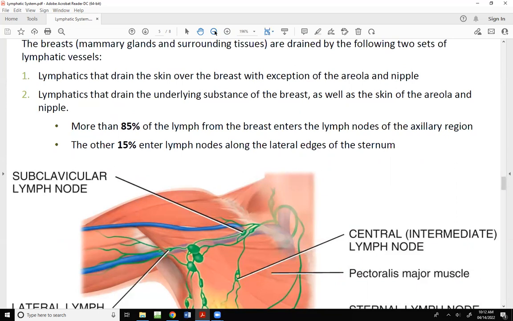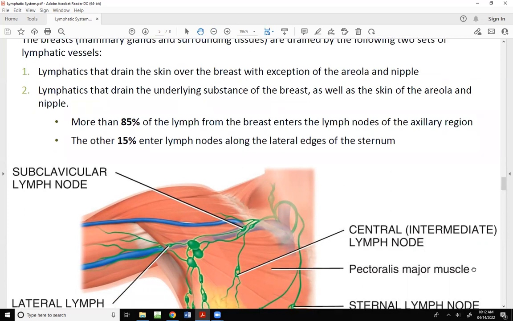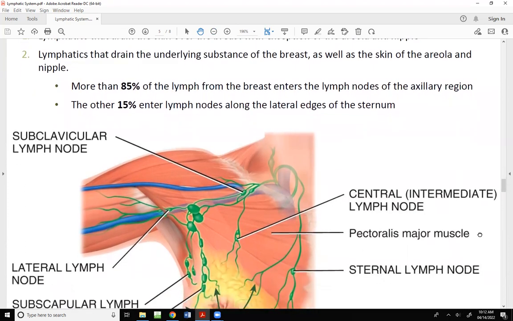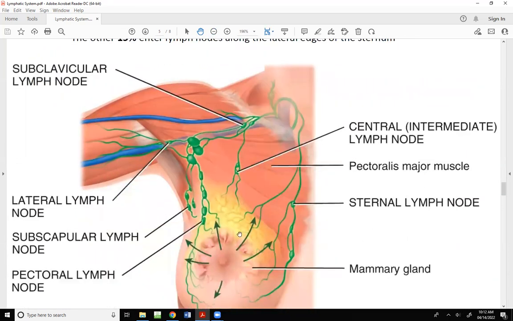Okay. There are two sets of lymphatic vessels associated with the breast. The lymphatics that drain the skin over the breast, with the exception of the areola and the nipple, and then the lymphatics that drain the underlying substance of the breast, where the mammary glands are, and the fat and whatnot, as well as the skin of the areola and the nipple. And when you look at this illustration, you can see that there are kind of two routes. There's a third, but it's not as significant, as over on the lateral side by the armpit, and then over here by the sternum.